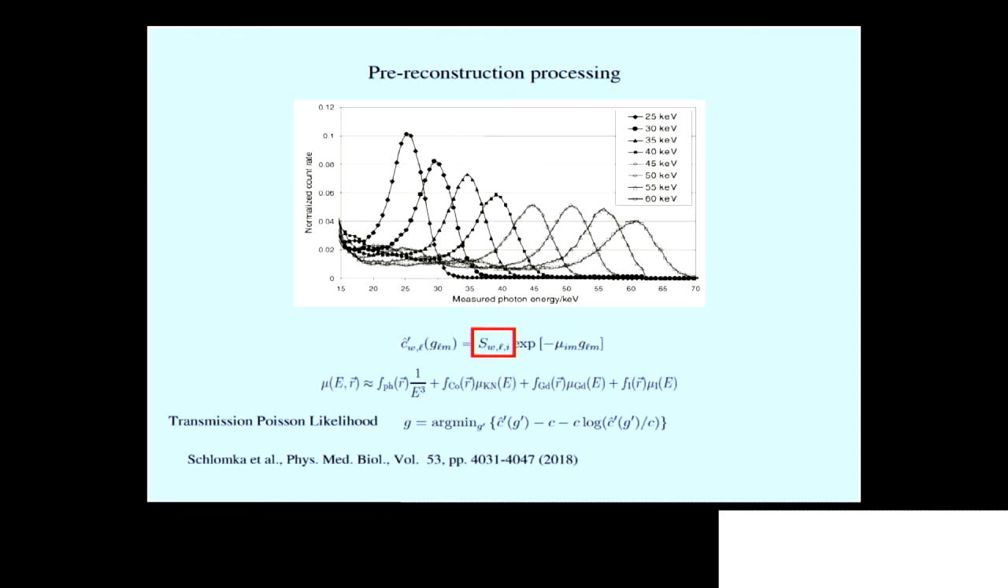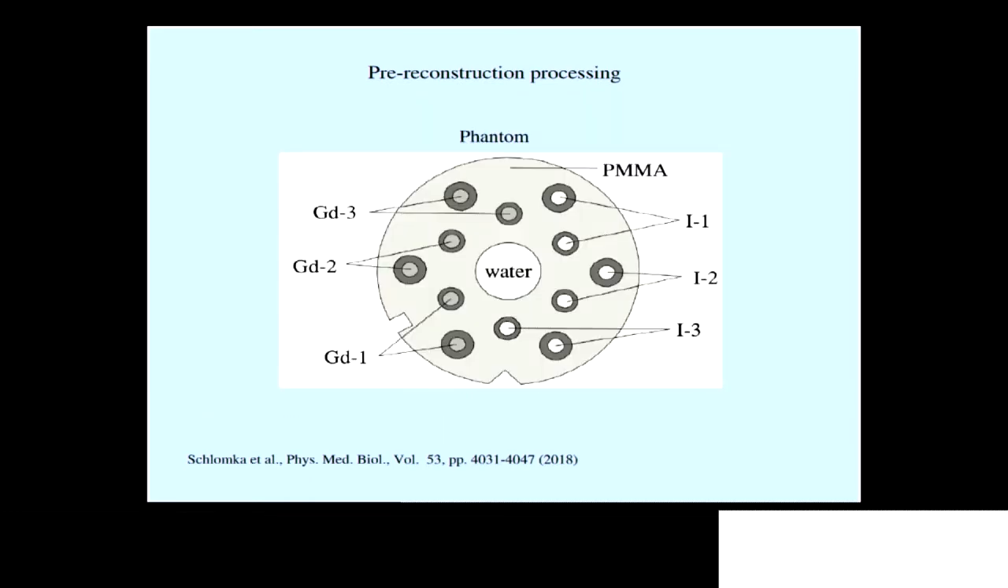So in order to do the sinogram decomposition, or to go from the counts to the sinograms, they just estimated G from the counts with the transmission Poisson likelihood model. And this is a test phantom that they used in that paper. It has water, and PMMA, which is like a tissue-like plastic in terms of X-ray at least. And then they had different vials of gadolinium and iodine, and they wanted to see if they could resolve those.